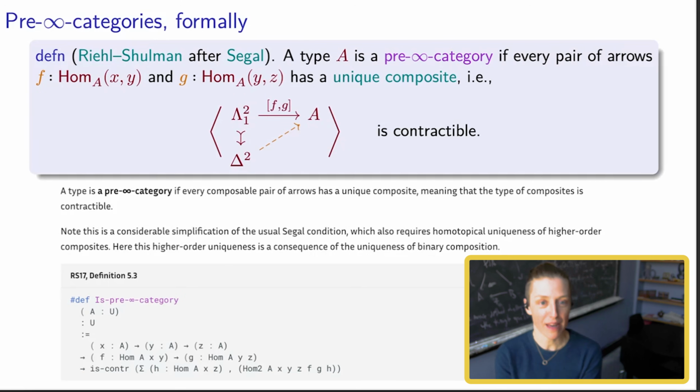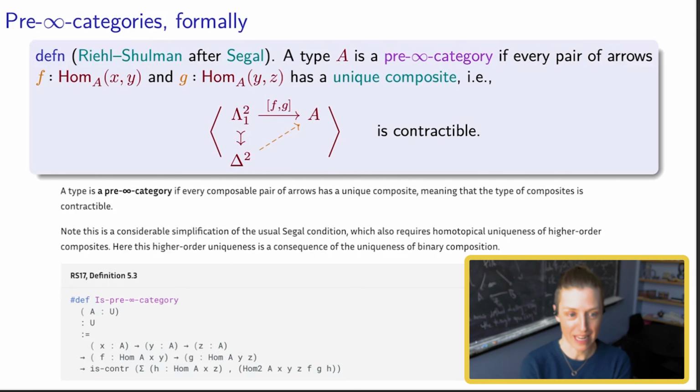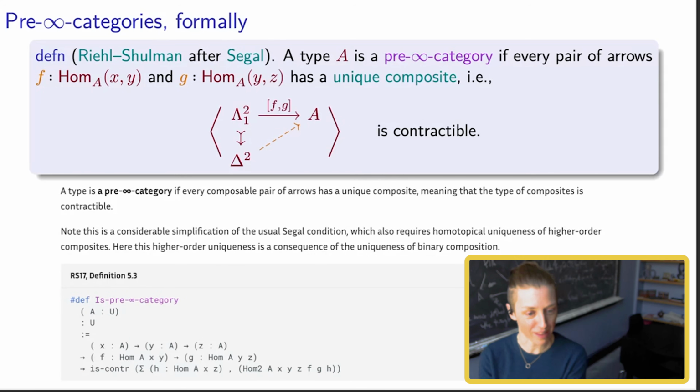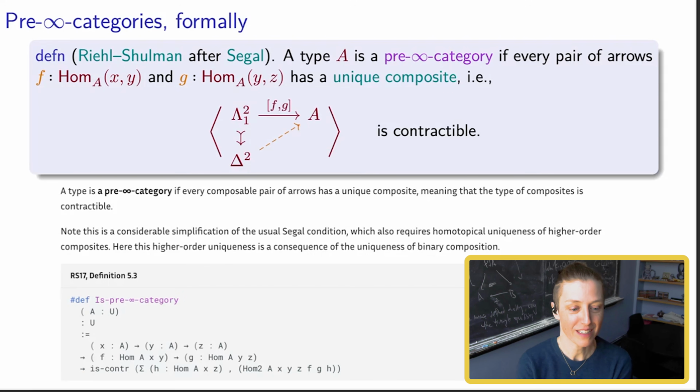And it's the type that asserts this mathematical statement: for all X, Y, Z terms of type A, and for all arrows F from X to Y and all arrows G from Y to Z, this extension type is contractible. Here, the extension type is written in a slightly different way than on the slide, but it's equivalent to the type displayed. Prior to formalizing this definition, we had to formalize the notion of contractible types from homotopy type theory. That's what is-contractible refers to.